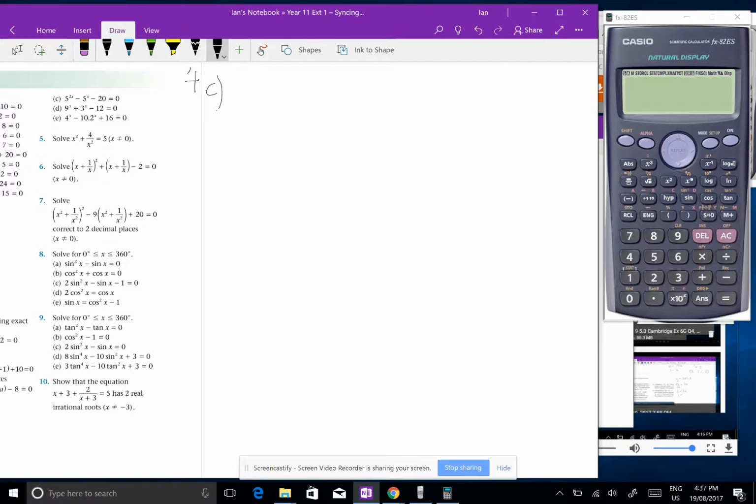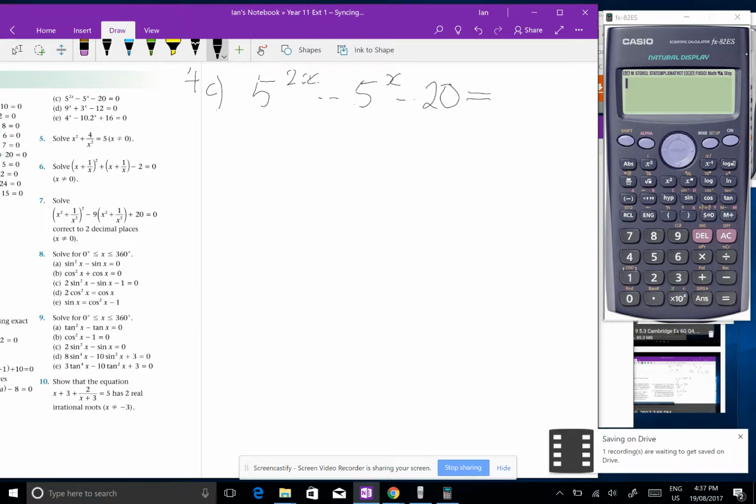And I'm given the equation 5 to the 2x. That's pretty poorly written, so I'll just tidy that up. 5 to the power of 2x minus 5 to the power of x minus 20 equals 0.